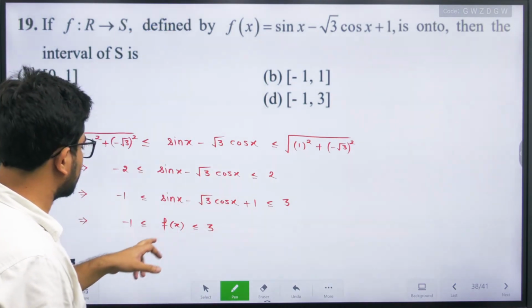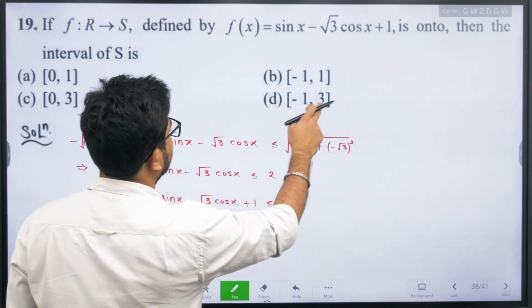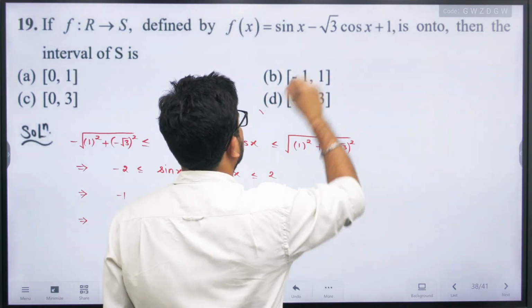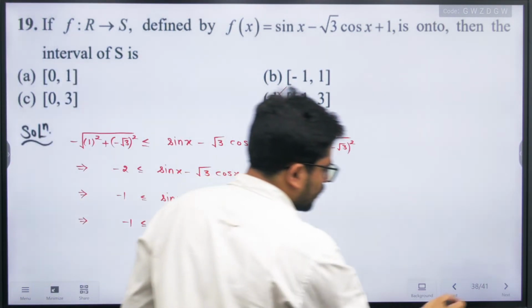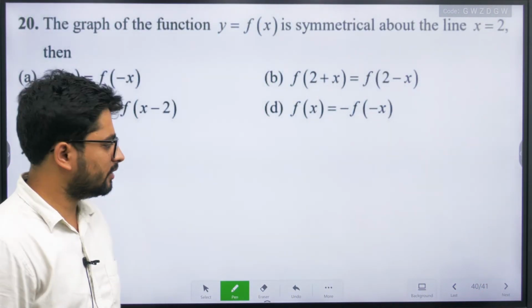So the set S is minus 1 to 3 closed, that is option D. D is the correct answer. Got it? Now let's do the next one, and this is the last question of your assignment.